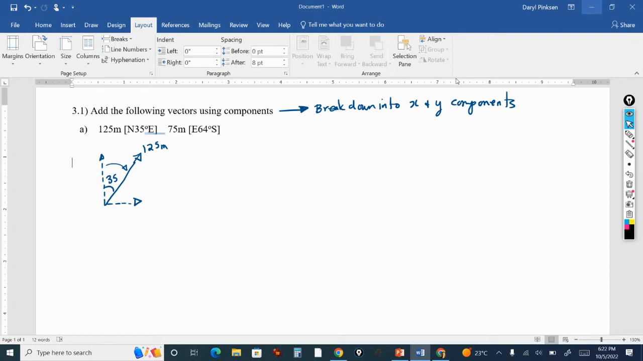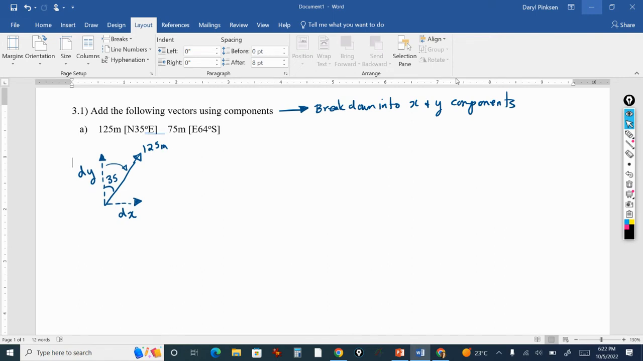So there's your north, there's your east, and this is going to be dy, this is going to be dx, and we're going to break that 125 down into the horizontal and vertical components. Well, let's put the other one over here and give ourselves lots of space.